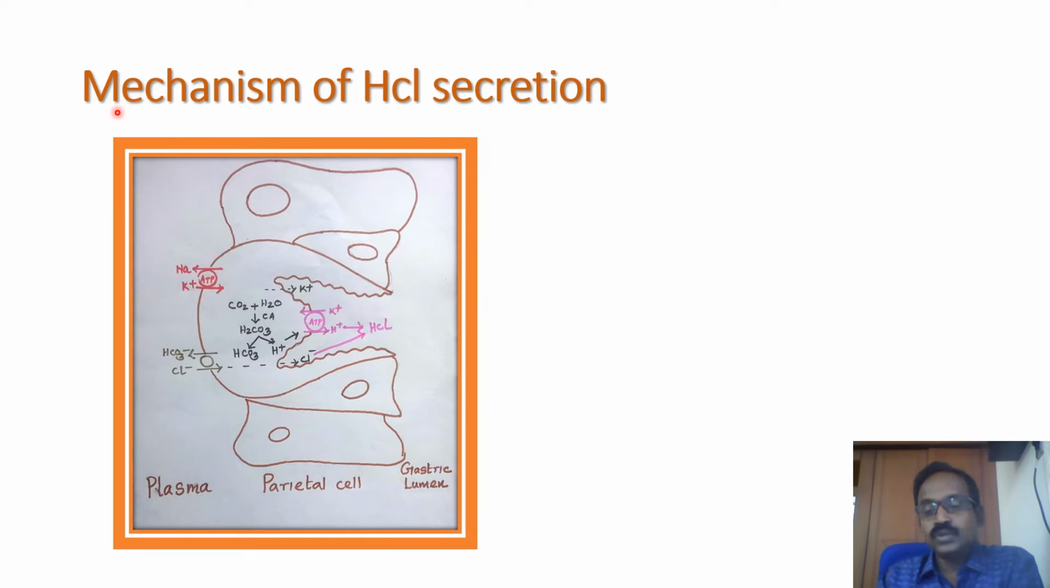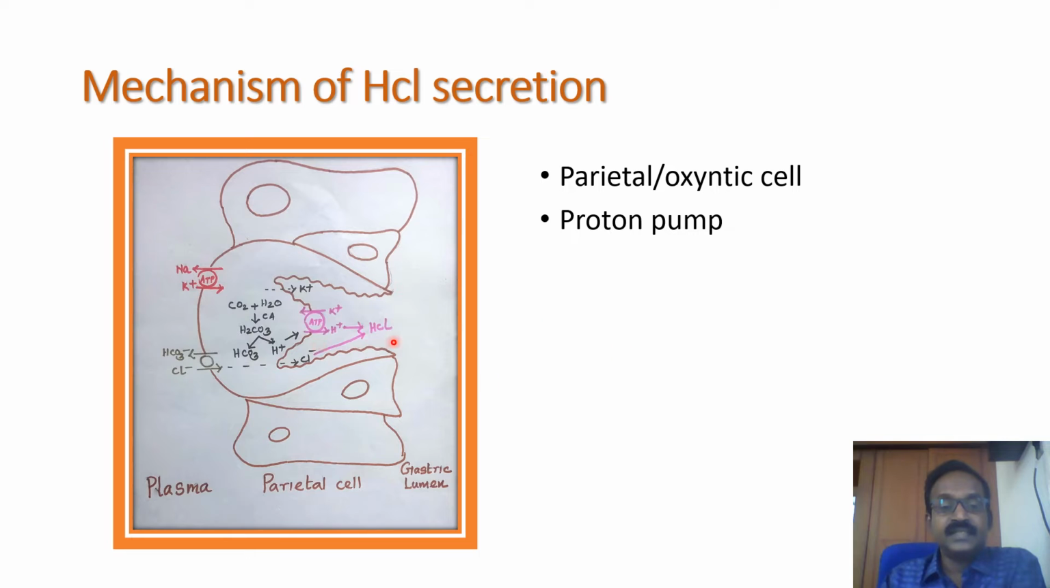This image shows the mechanism of hydrochloric acid secretion. This is the gastric lumen, this is the parietal cell, this is the interstitial area. When food enters the stomach, the open canalicular system comes close to the gastric lumen, so it attaches a large number of potassium hydrogen pumps. This is otherwise called the proton pump. Parietal cells are otherwise called oxyntic cells. They have a proton pump, the hydrogen potassium pump.